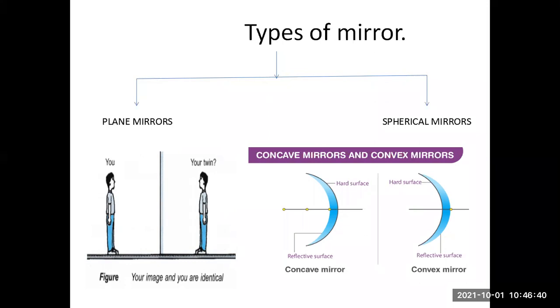Spherical mirrors are of two types, concave and convex mirrors. So how to differentiate between these two mirrors? You can see the figure. In a concave mirror, the blue shaded region is inside the curve. That is the reflective surface, and that is called a concave mirror. So what is a convex mirror? The mirror where the reflective surface is located on the outer surface of the curve. You can see the names given to these diagrams. You can differentiate them easily. Which one is the hard surface and which one is the reflective surface?